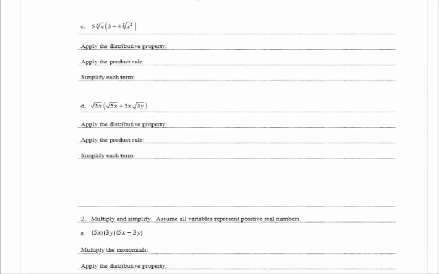In C, we have 5 cube root of x times 3 plus 4 times the cube root of x squared. And the first thing they want us to do is apply the distributive property. So we'll have 5 cube root of x times 3 plus 5 cube root of x times 4 cube root of x squared. And now they want us to apply the product rule.